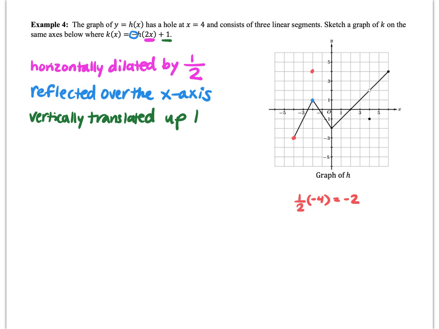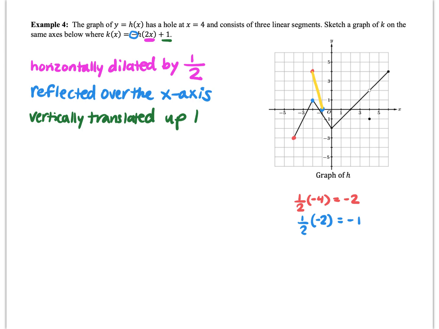Let's take this point here and again take half of the x value. That has an x value of -2. Half of -2 is -1. So I'm going to move there. Then I'm going to reflect that over the x-axis and then translate that point up 1. So we end right there. Let's erase our guiding dots. And now we have our first segment of the new graph.